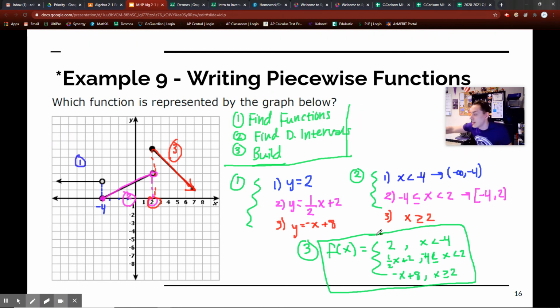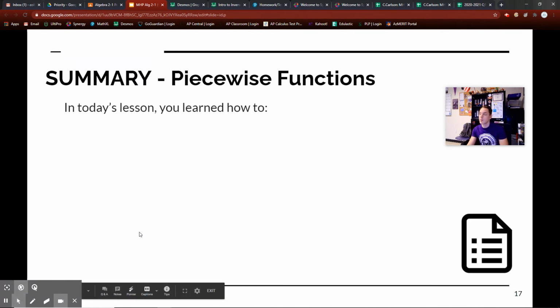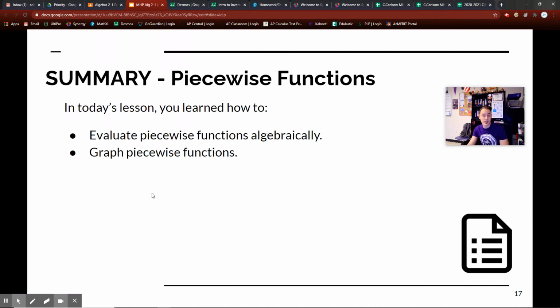Sweet. Okay, sweet. So that, my friends, is piecewise functions. Okay? You're not going to see this writing piecewise functions on any quiz or test, by the way. It's just something that's fun. Okay? Fun for you to do. All right. Now, what did we learn? We learned 3 things. We learned how to evaluate algebraically. We learned how to graph piecewise functions graphically. And then we learned how to write piecewise functions as well.